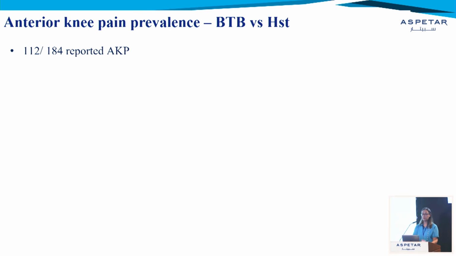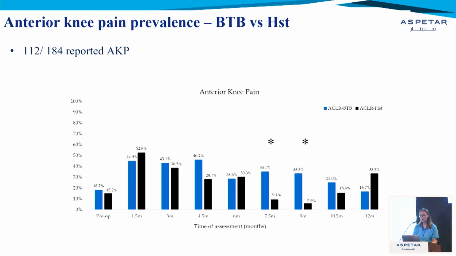So about the anterior knee pain prevalence, we observed that 112 patients reported anterior knee pain at some point during the whole study. And from that, we observed that most of the time there was no difference between BTBs and hamstrings. The only time that more BTBs complained of pain was at 7.5 and 9 months post-op, when there were many more BTBs at that time.